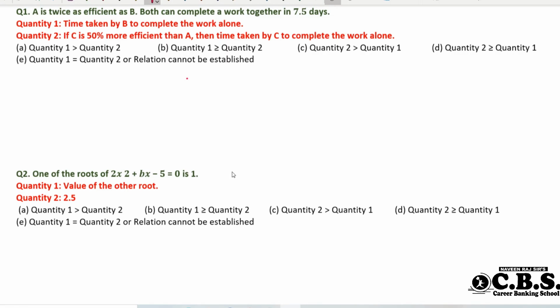So one of the roots is 1. Here the middle term is positive, so one root is positive and the other root is negative. The constant is negative, so you can find that the other root is compulsorily a negative root.